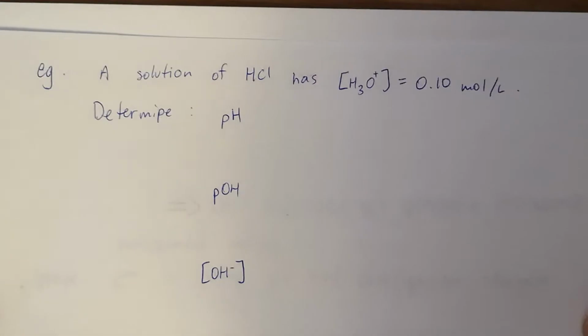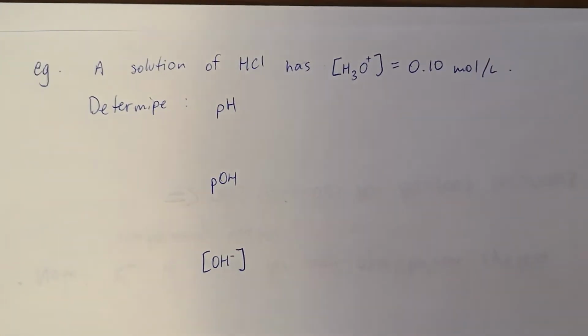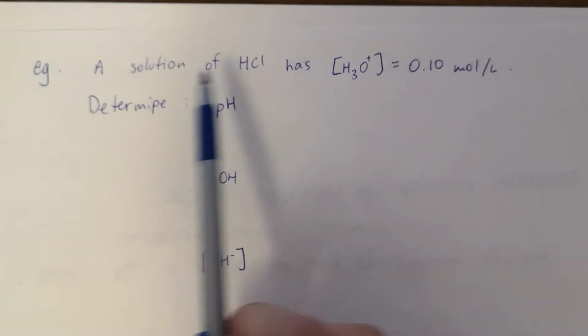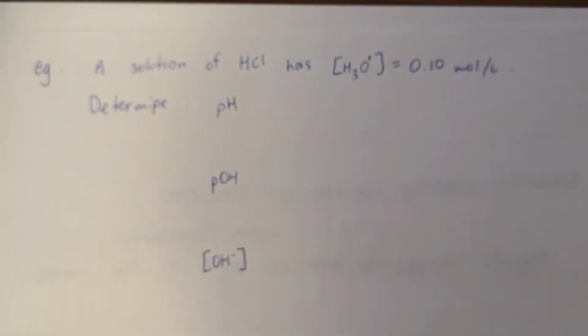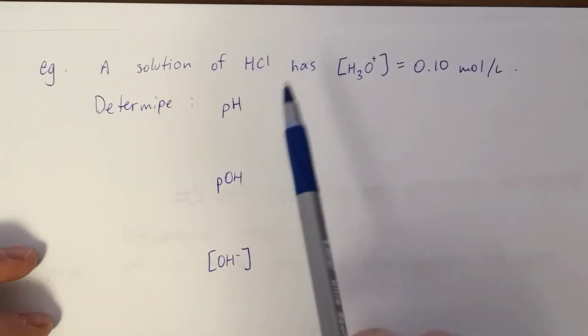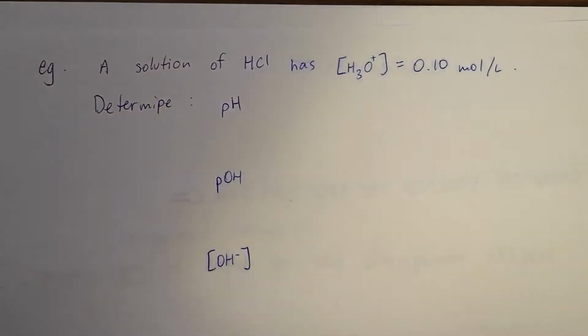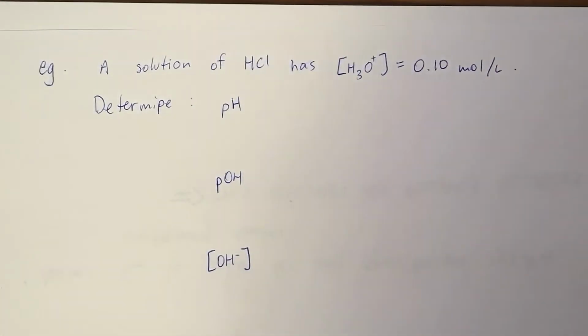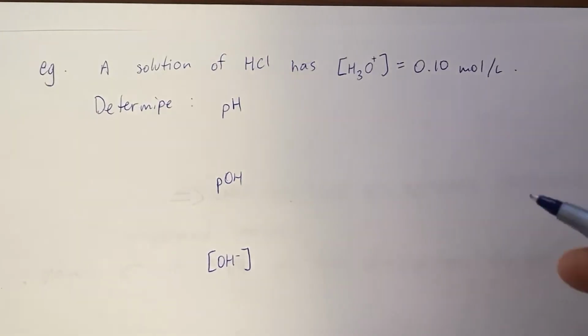Okay, I've set up an example in the back here. There's a funny typo. So I'm giving you a solution of acid. There's the H3O concentration. We're going to determine pH, pOH, and the hydroxide concentration. You can actually do any of these first. Okay, there's no right way of doing this. There's methods. They all work. I showed you them earlier in this video.